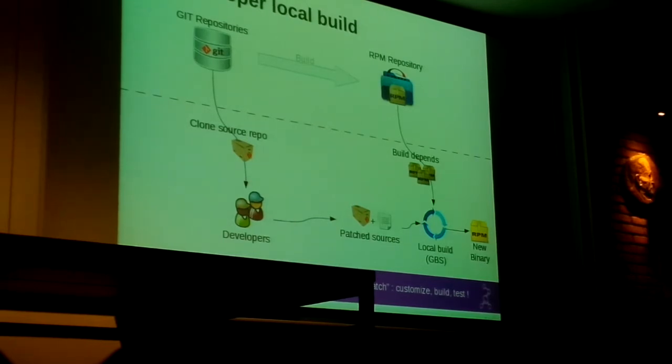GBS is a kind of Git build system. It's based on Git build package. Roughly, it takes some sources and tries to pull all the dependencies, the build dependencies from an RPM repository, and then assembles and runs the spec file. Then our little developers have a brand new package, you see in yellow.